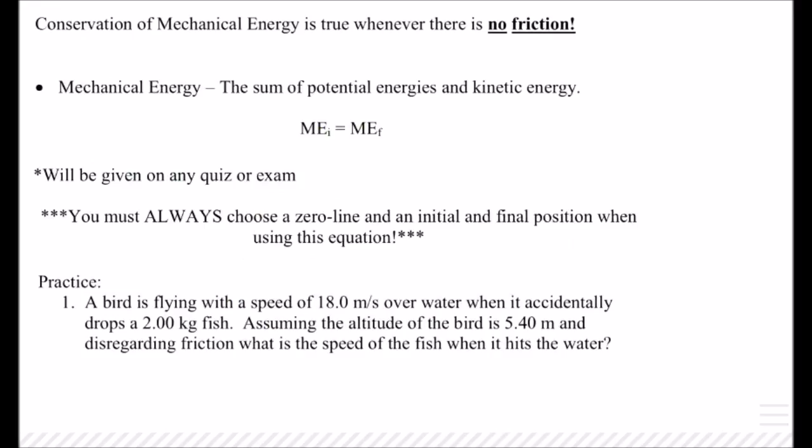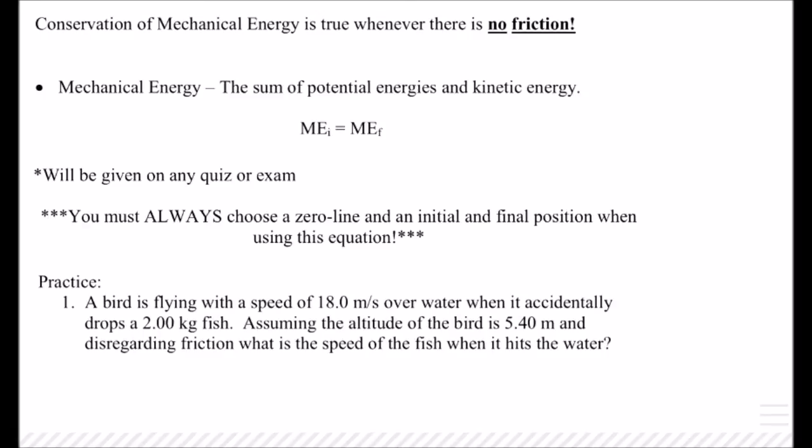Okay, let's look at this next part here. There's one more type of energy, but we will get to that one towards the end of the year. So we're going to deal with the 3 types that we just learned: kinetic energy, gravitational potential, and elastic potential. All 3 of those together are what we call mechanical energy. And so this next section is going to be conservation of mechanical energy. That is only true if there is no friction.